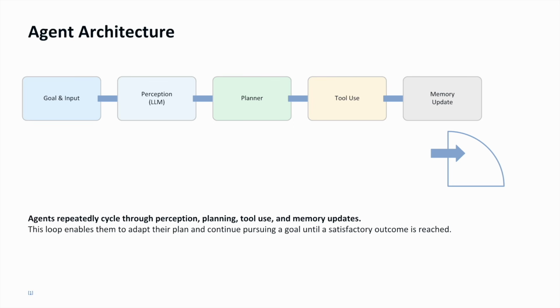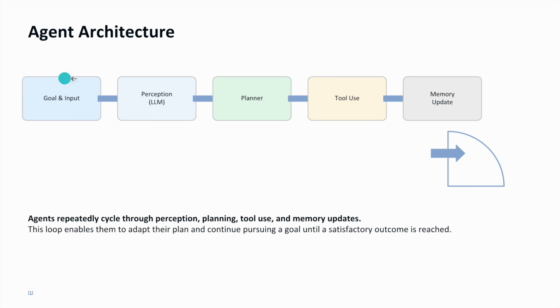So agent architecture is pretty simple, right? We have a user goal over here. First of all, you have to give the goal and input. Basically, what do you want from the agent? What do you want the agent to do? Then comes the perception layer. So the LLM comes into the picture now. I'm going to show you how you can integrate an LLM into an agent in the next video perhaps. For now, just understand that the LLM is the brain of your agent, right?